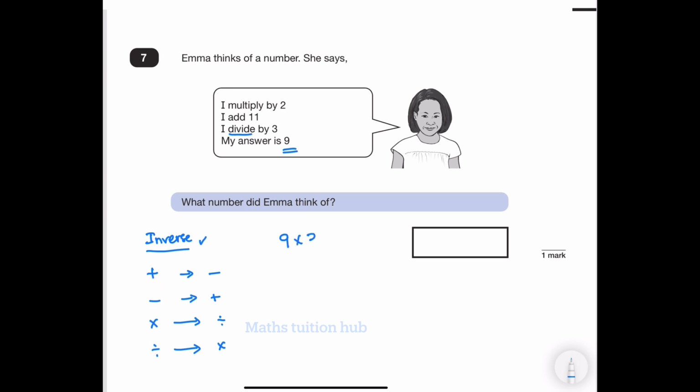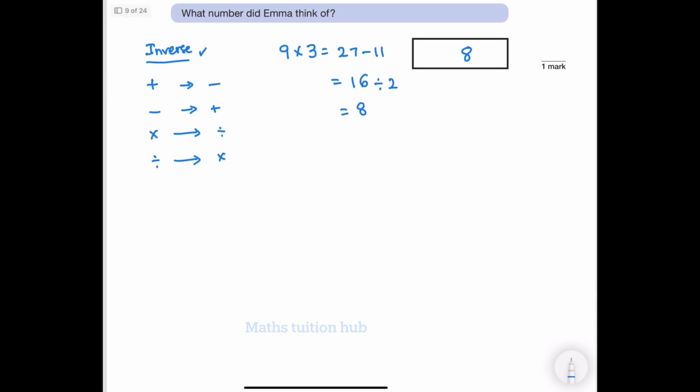So inverse for divide is times. So I divide by 3, that means we times by 3, that is 27, and add 11, that means we take away 11, which is 16, and multiply by 2, that means we divide by 2, it will give us 8. So she started with 8. Let's see whether it is correct or not. Knowing that she started with 8, 8 times 2, 16, and add 11, which is 27, and divided by 3, that will give us 9. So the answer is 8 here. She started with the number 8.